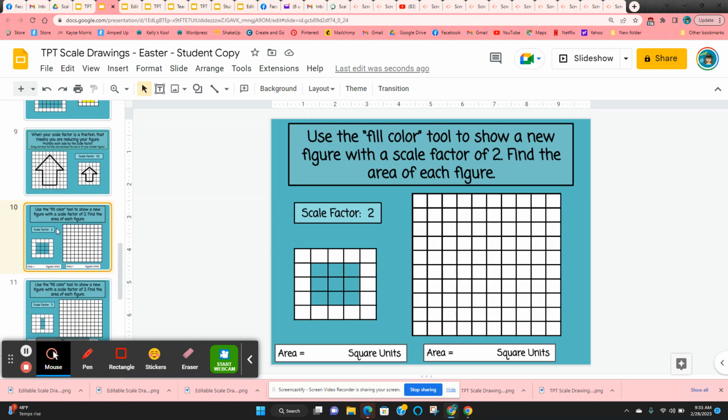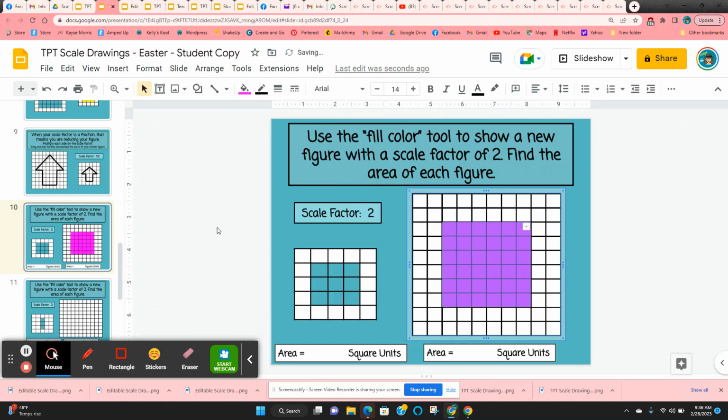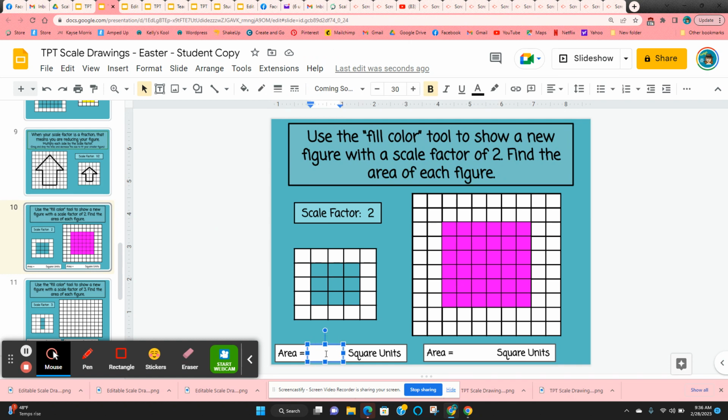Now we're going to be looking at area. For the next few figures, they're going to be looking at the difference that happens with the area. It's a little bit different than perimeter. Here they have a 3x3 figure. They're going to scale up by 2, which gives them a 6x6 rectangle, and again, color it in any color they like. If they look at the area, the smaller figure is going to be 3x3, 9 square units. The larger figure, 6x6, will be 36 square units.